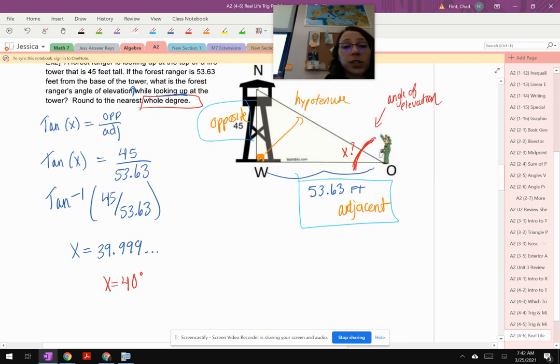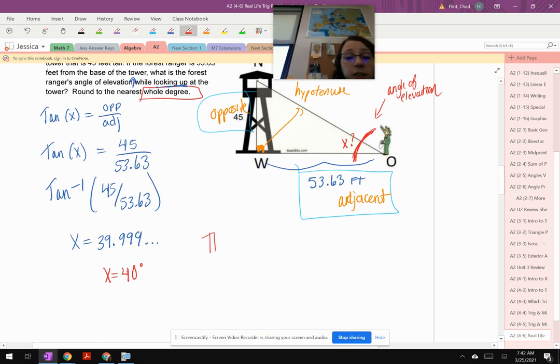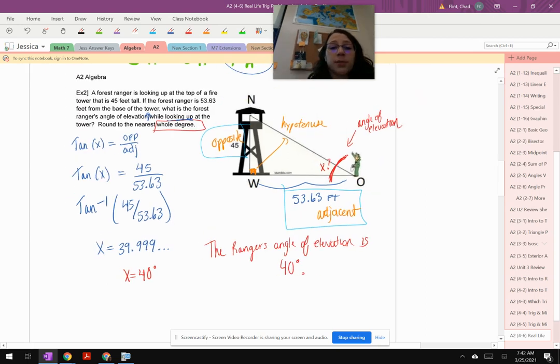So now just restate the kind of question and give us an answer. The ranger's angle of elevation is 40 degrees. Boom sauce. So not too bad.